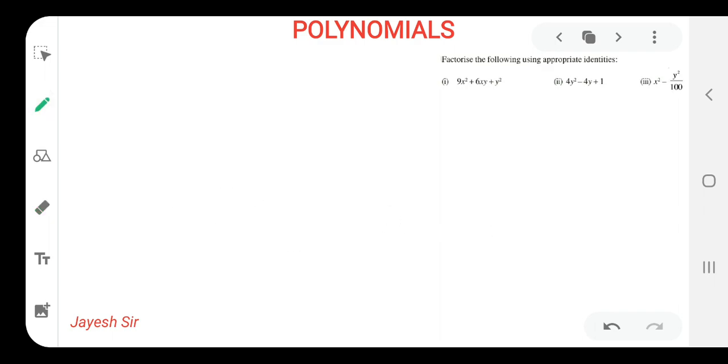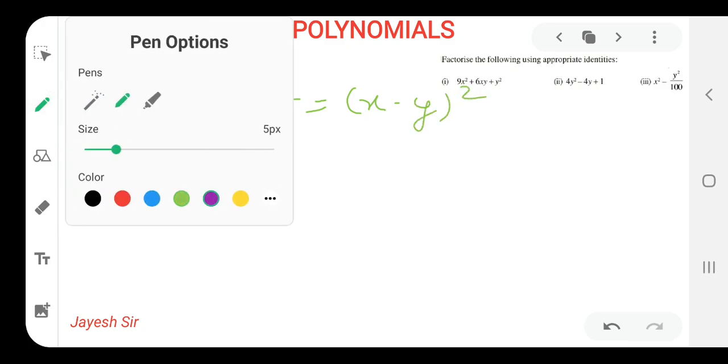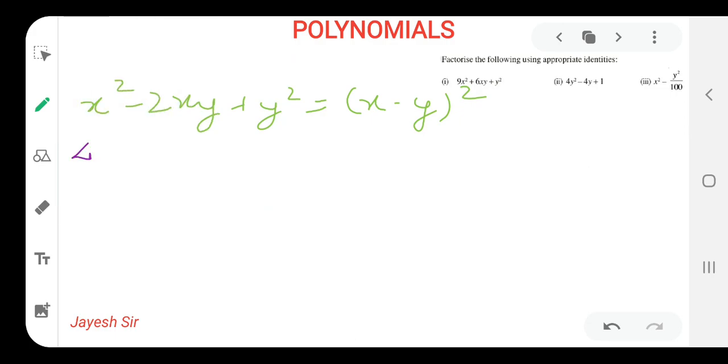Now let's begin with the second sum for the day, that is 4y square minus 4y plus 1. Again I can see the same formula, but with a little bit of change. So let's first write the formula: x square minus 2xy plus y square is equal to x minus y the whole square. Yes friends, I hope you all are getting why I have used this formula. Now we just have to put the question below it: minus 4y plus 1, it is 1.